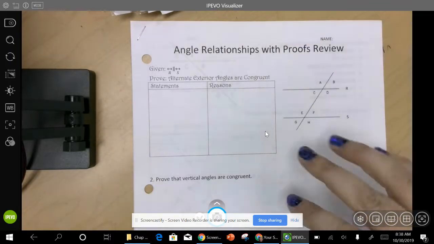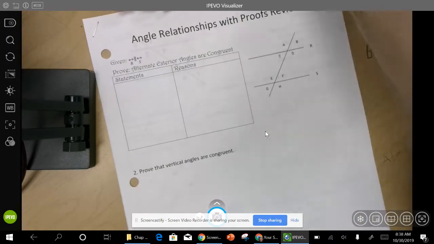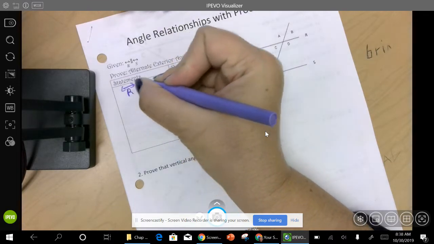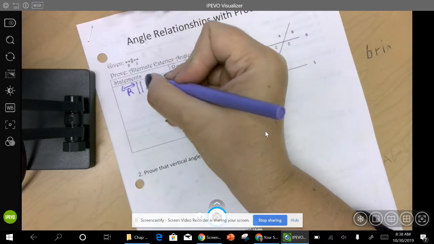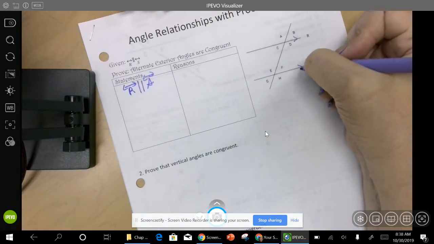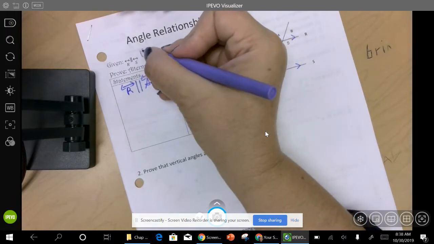Morning. We're going to start the angle relationships review video. So for this one, everybody, we're doing angle relationships. Remember, we start with our given. Line R is parallel to line S. We always write what we know on there. So that's our given. Everybody, this is always first.